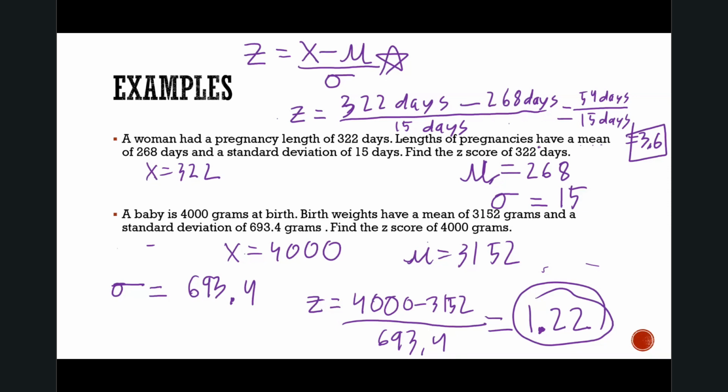This is something that happens, we said 3 standard deviations was 0.3%, and this is even more than that. So this is something that happens like 1 out of 10,000 times. If any woman is pregnant 322 days, she has a story to tell. And we know that because that z-score was 3.6.